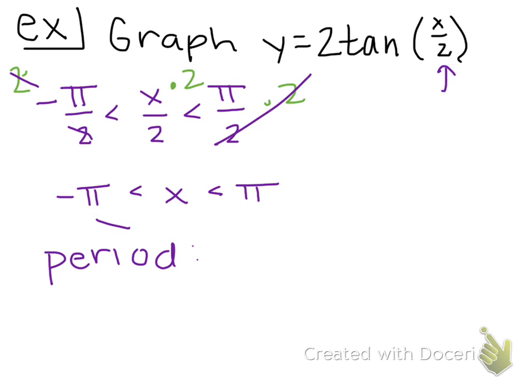So the period would be the distance between these two asymptotes. From negative pi to positive pi, the total distance would be 2 pi. And my x-intercepts are going to be halfway between the asymptotes. So halfway between negative pi and positive pi would be 0. You might want to wait to do that until you can visually look at the graph. Sometimes if you're more of a visual person, it helps to look at the graph to figure out your x-intercepts.